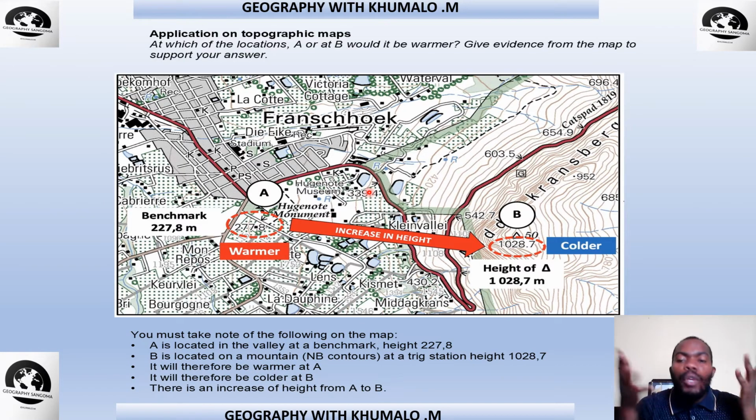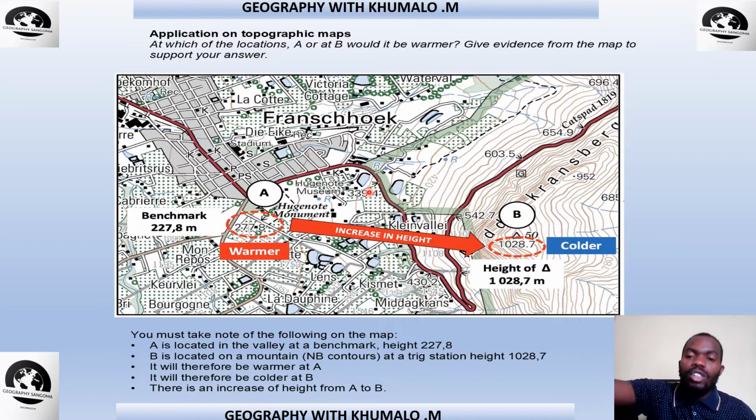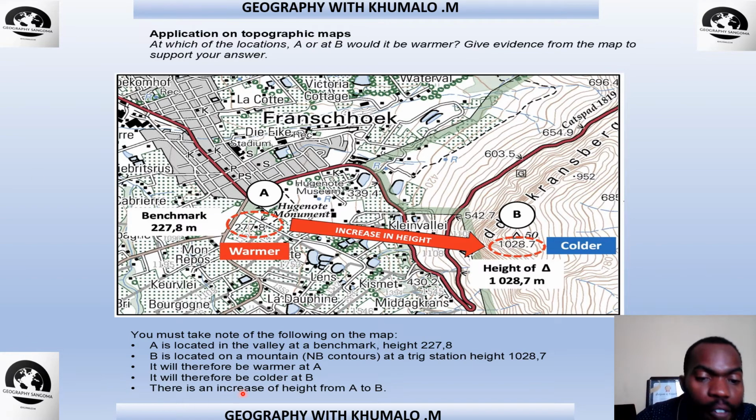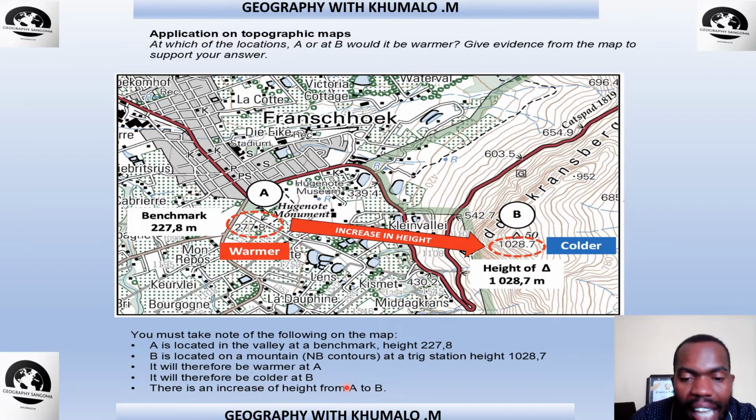What principle are we using here? We are using the principle of altitude. The higher you go, the colder it becomes. So B is a mountain. As we go up, the height is increasing. You can see the height is increasing. So the higher we go, the colder it becomes. The lower you go, the warmer it becomes. It is therefore colder at B, because there is an increase in height from A to B.